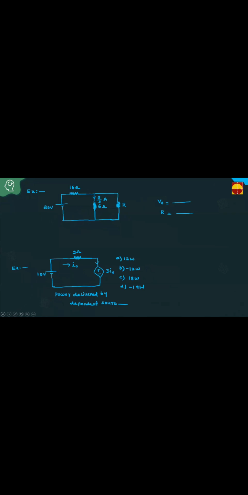Can you try this one? What is V naught? What is R? All these are previous GATE and ESE questions. Whatever questions I am solving, these are previous GATE, ESE models. Anybody? What is V naught? V naught is here. This is V. This is given. What is V naught? What is R?